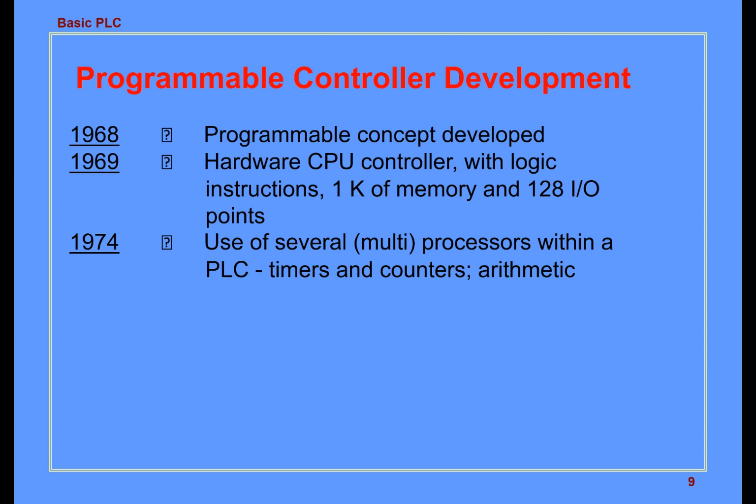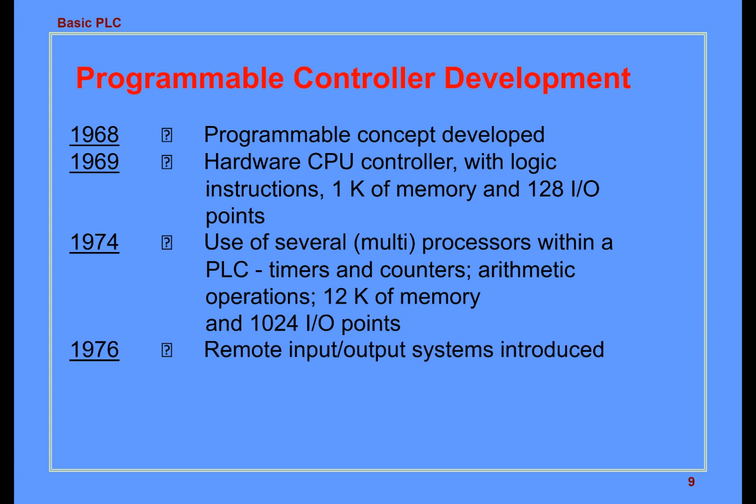They came out with timers and counters, arithmetic operations. Now we're up to 12K of memory. 5 years later, we're up to 12K. And we're up to roughly 1,000 I/O ports. So, in 1976, the remote input-output systems were introduced. That was a big jump forward.